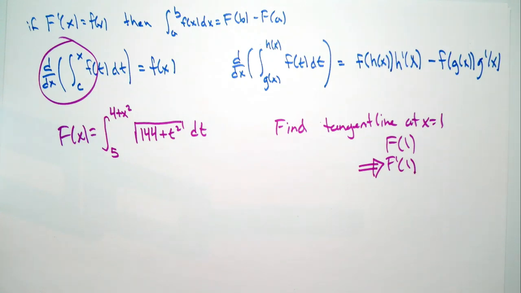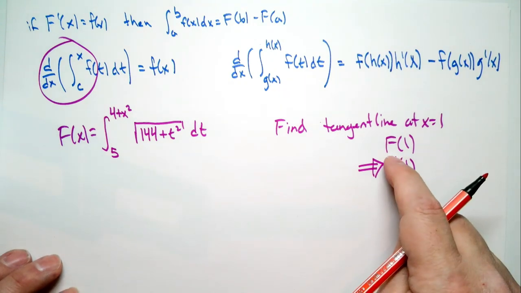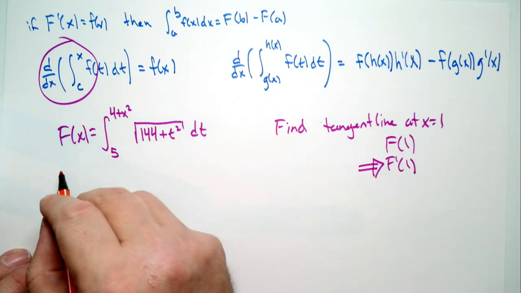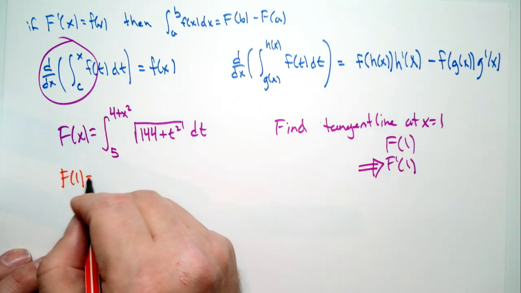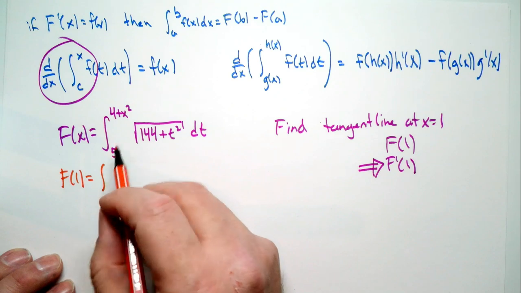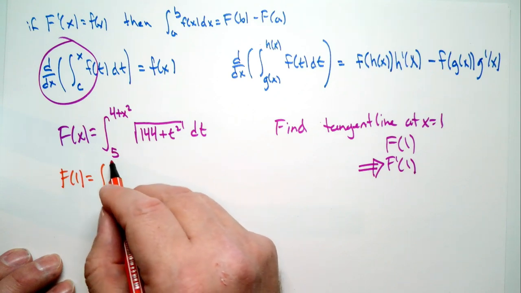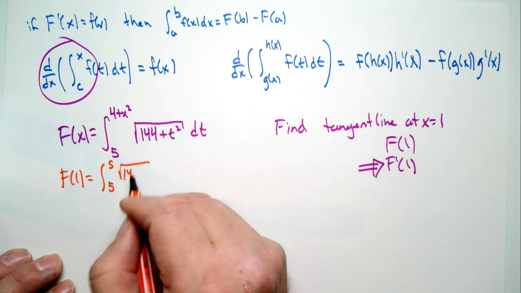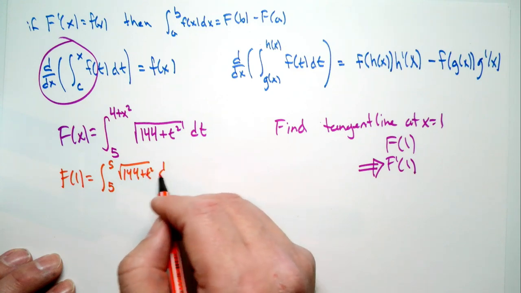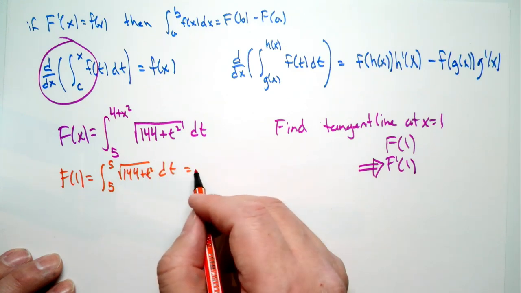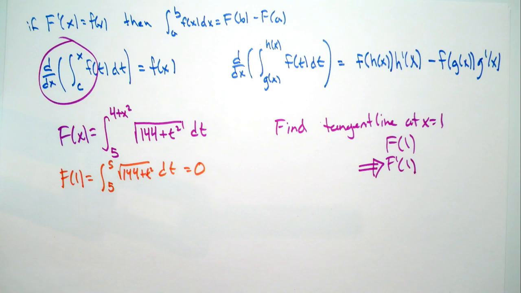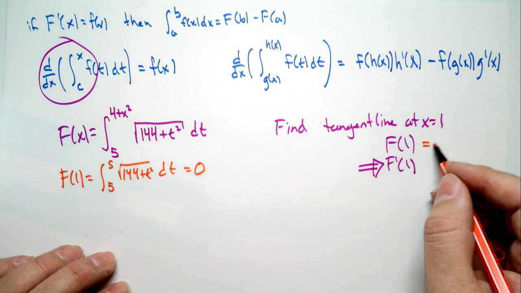Well, let's see. First off, we have to find F of 1. That seems like we would need to do some sort of an integration. Well, what is F of 1? Plug in x equals 1. The integral from 5 to 5 of the square root of 144 plus t squared dt, which is what? 0. Whenever the bounds match, the answer is 0. All right, hey, that's great news for us.